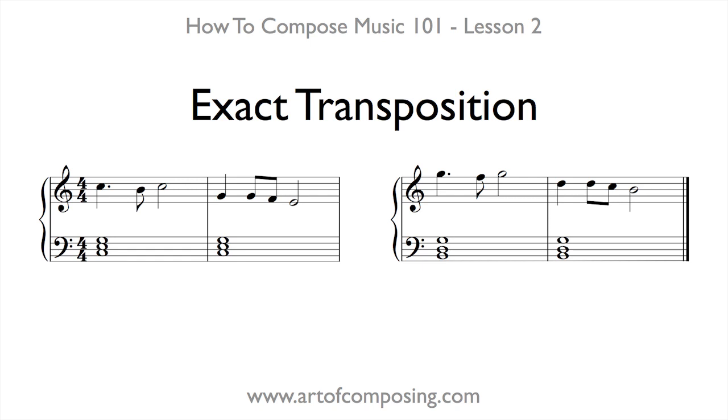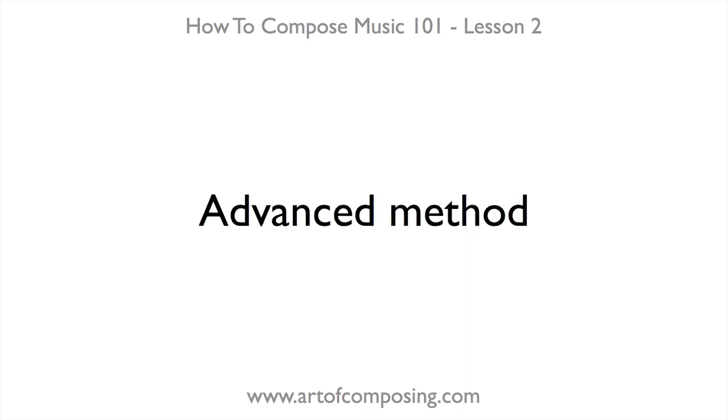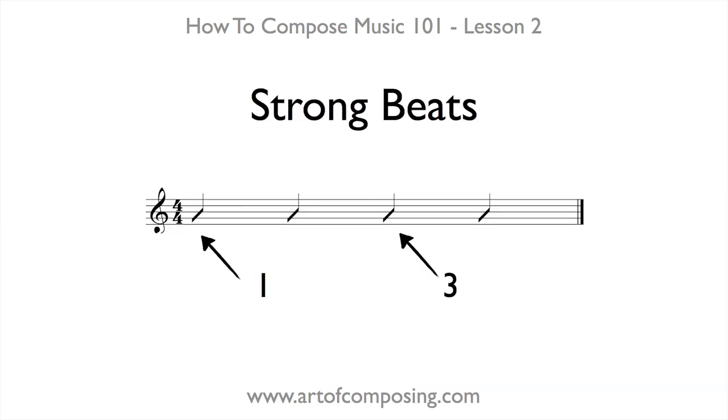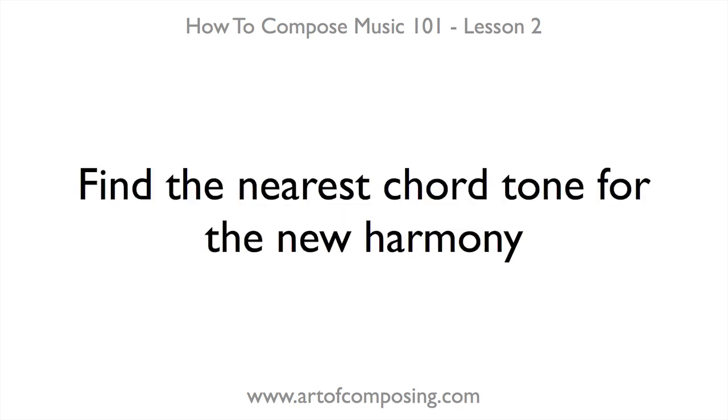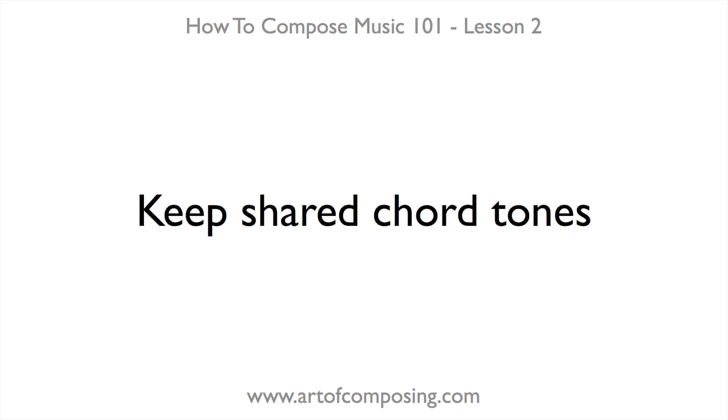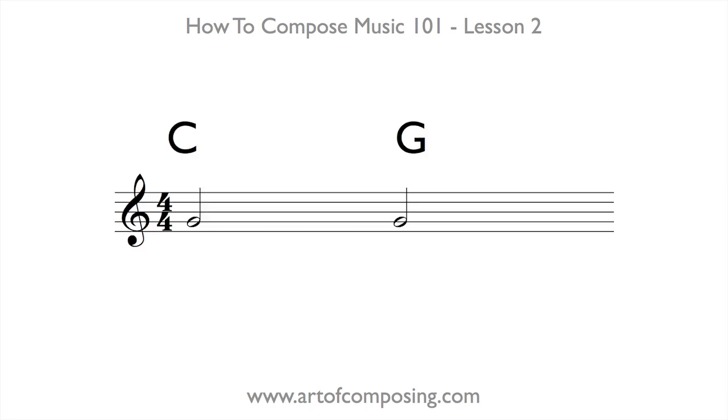This next method is a little more advanced. Pick out the chord tones from your melody. If you remember from Lesson 1, these should be on beats 1 and 3, although you may have other chord tones on other beats. Next, for each of those chord tones, find the nearest chord tone in the new harmony. So if our original harmony is C major, and we start on the note C, and we're moving to G major, we've got two potential chord tones, D or B. If the two harmonies share a chord tone, like C has a G as the fifth, and G has a G as the root, then you can leave it as is.